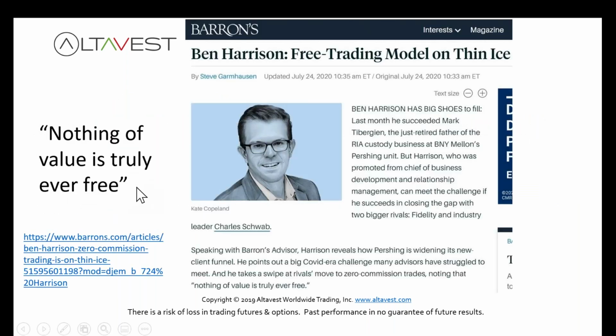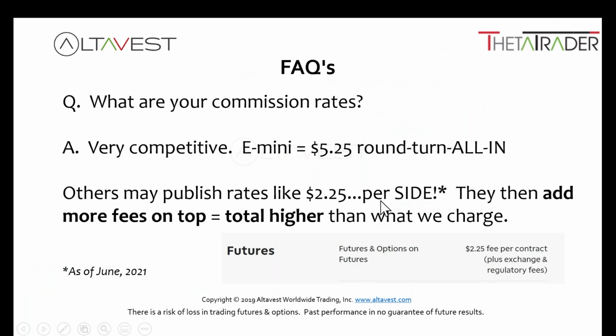So nothing of value is truly ever free. I think we've probably heard that throughout our whole lives. At least I have. So here's the question. People ask, what are the commission rates? Our rates are competitive, 5 1/4, and that's round turn, all in. Here's an example I copied right off of a big brokerage firm's website. They say their fee is only 2 1/4, but that's per side, and then they don't include the clearing and exchange fees. But you can't avoid that. So when you add that all up, it's higher than what we charge. So our rates are very competitive.